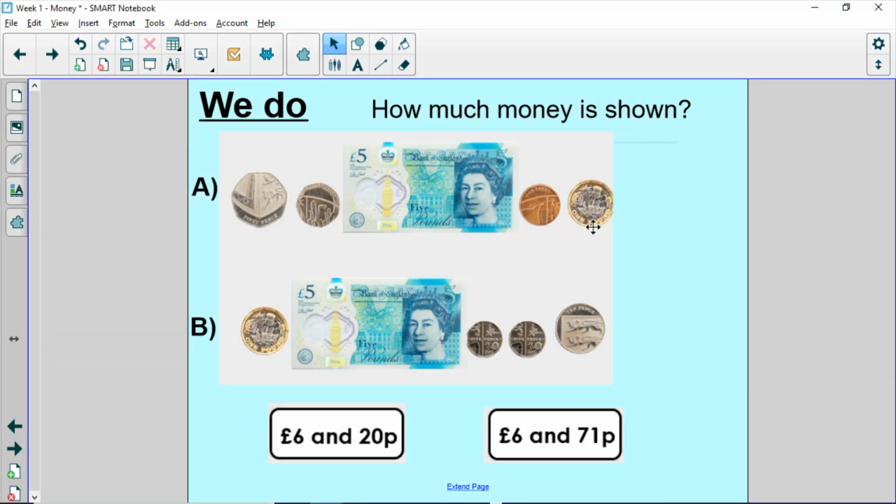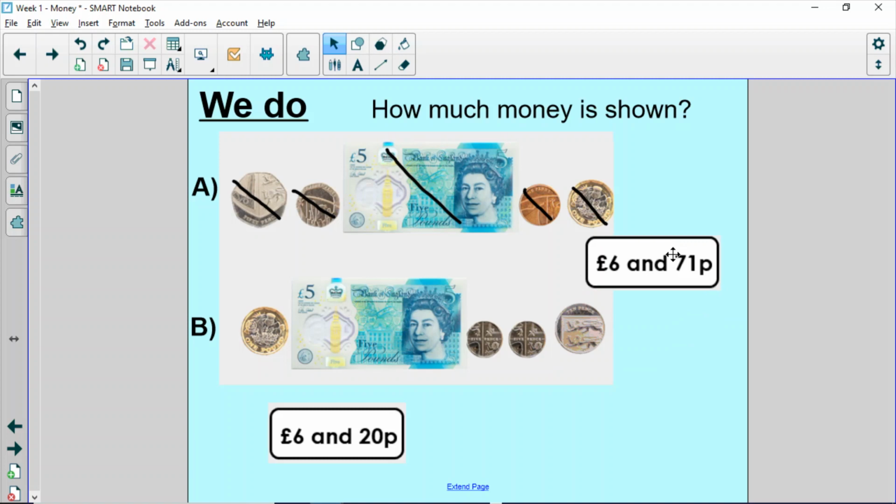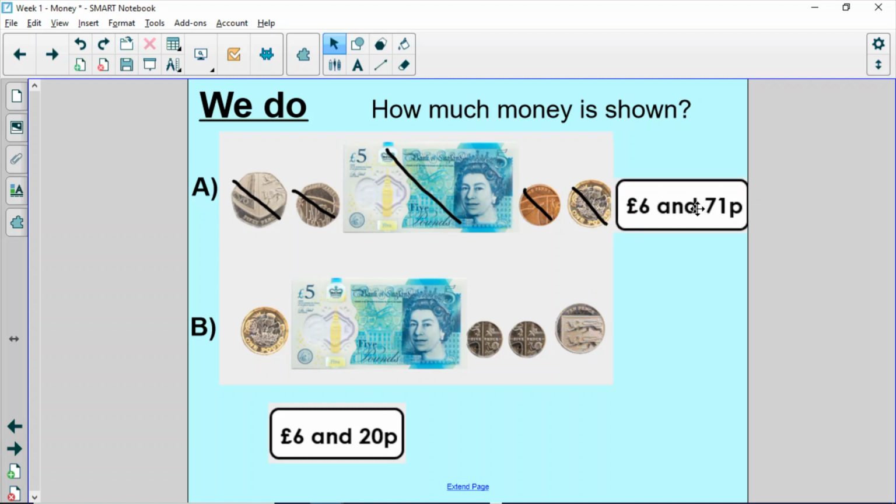Okay, let's go through the answer then. So I'm going to take my pen icon now, and I'm going to cross some of these out. So we've got a £5 coin and the £1 coin, which makes £6. And then we've got 50 add 20, which is 70. Add the 1 makes 71. Therefore, this answer is £6 and 71p. Give yourself a tick if you've got that one there.